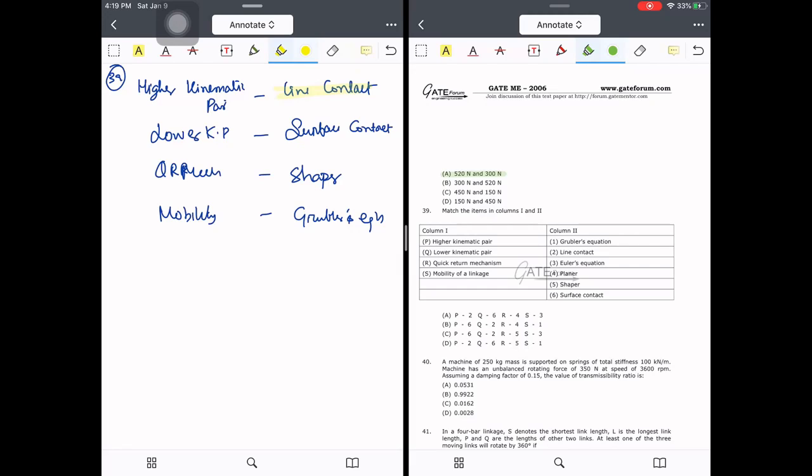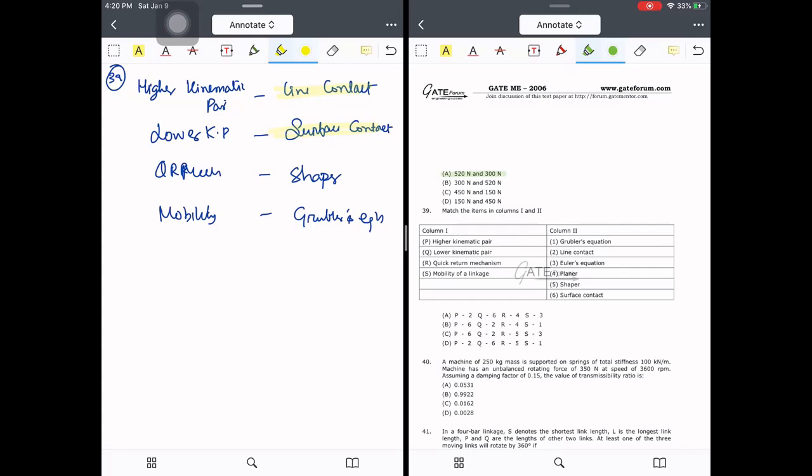Now question number 39. This is the match the following type. Higher kinematic pair, what do they make? They make line contact. Lower kinematic pair, they make surface contact. So higher kinematic pair includes cams, and to some extent I would say pulley. So these are examples of higher kinematic pair.